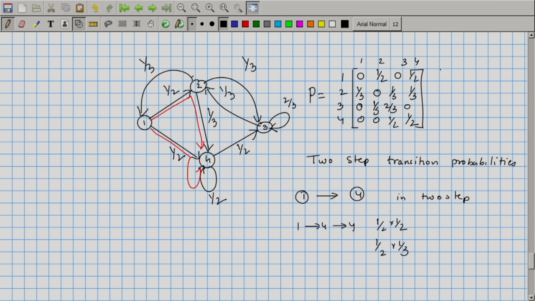If you had multiplied P with itself, okay, the 1 4 entry would essentially be 0, half, 0, half multiplied with the 4th column. Okay. So, this will be multiplied with half, 1 by 3, 0 and half. So, that will give us 1/6 plus 1/4, that is the same here.